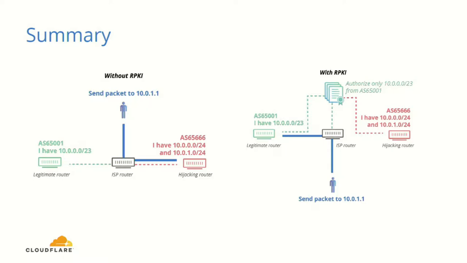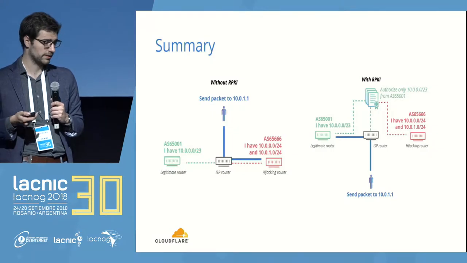So in summary, how it goes in nature, you send a packet to 10.0.0.1, and your router is going to decide, where should I send it? In the first case, you get two more specifics which have been hijacked. So the router is going to say, I've got a more specific, let's send it to the hijacking party. But if the router has an RPKI database, it's going to say, this prefix should not be announced as a more specific. So the router is just going to drop the routes. So when you send the packet, it's going to actually go to the correct destination. So this is how RPKI works, as simply as I could explain it.